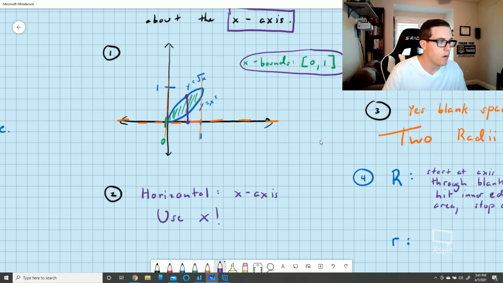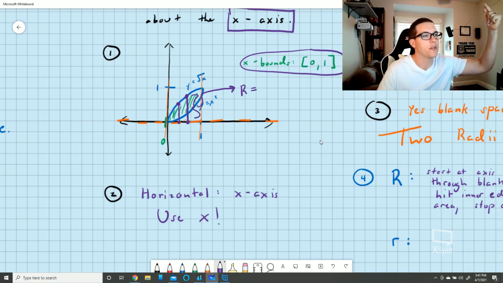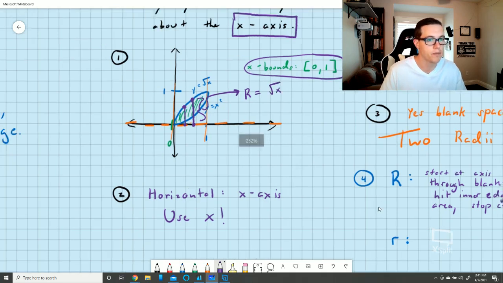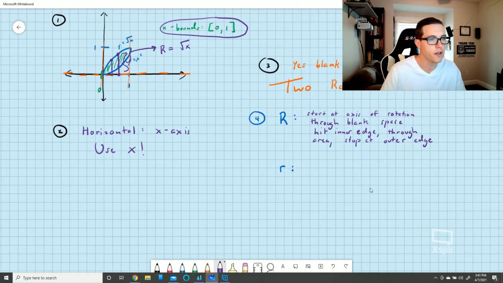I'm going to draw it one more time. Start at axis of rotation. Through blank space, inner edge, shaded area, outer edge, stop. Those are your big R. And what is that? That is the outside function or the top function. Most of the time it's the top function. So the top function in this case is radical x. So in this problem, big R is that function.